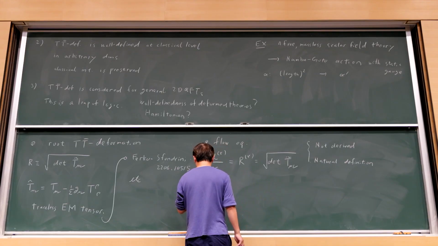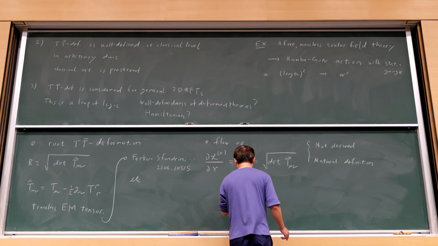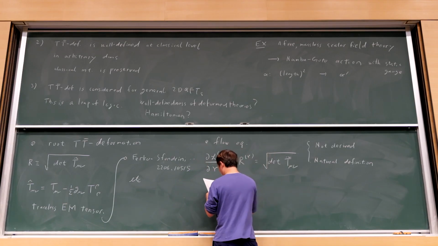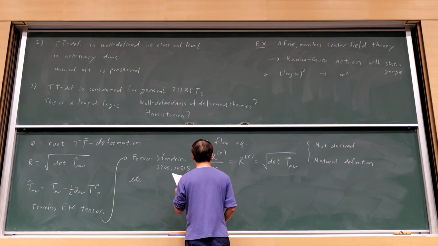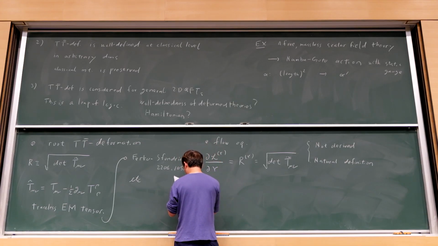So this is a very infamous issue in this root TT bar flow equation. I want to list some properties of root TT bar deformations.